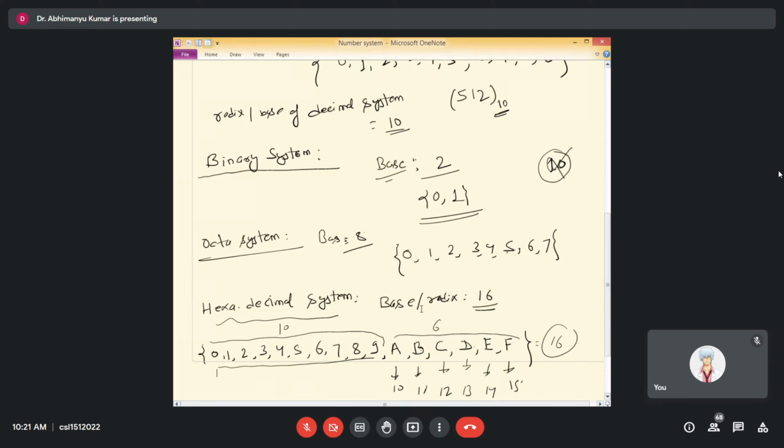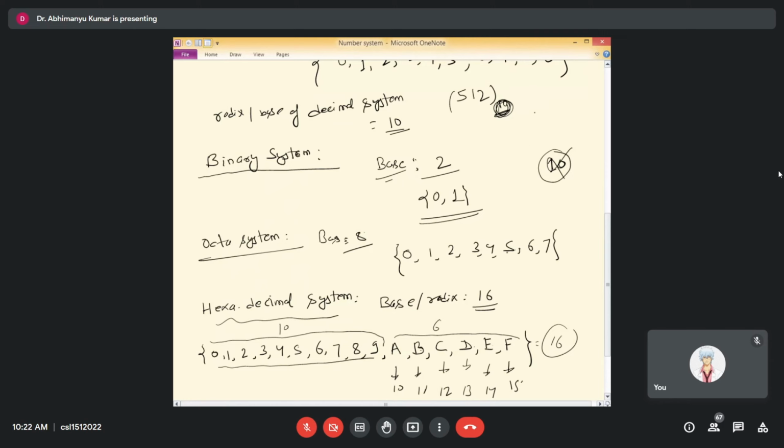Now the important thing is, since we are familiar with the decimal system, we can represent any quantity by using the decimal system, just like I have represented 512. So 512 can be represented in the decimal system in this way, and this subscript is representing that this quantity is represented in the decimal number system, right?